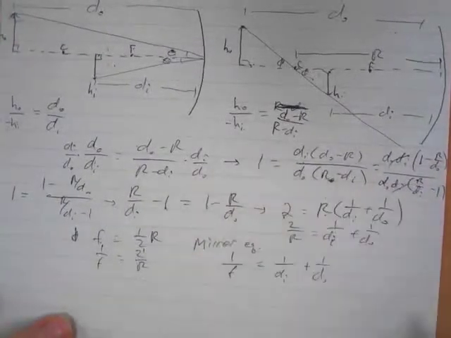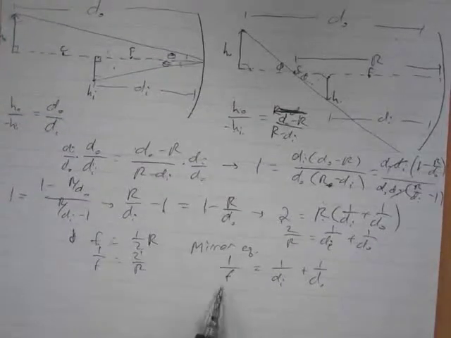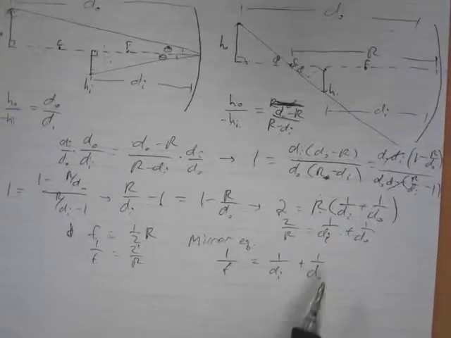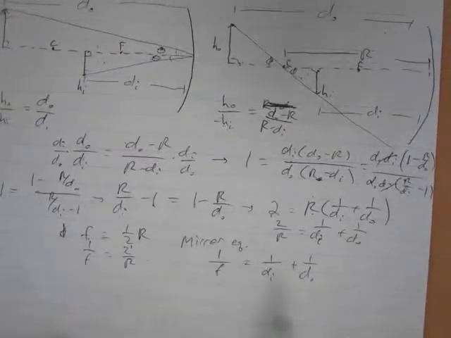And you don't need to know the derivation. I just did it, and your book did it, so you don't have to. But this is our mirror equation. So if you know the focal length and you know one of these two distances, you can find the other. If you know the two distances, you can find the focal length, and so forth. Knowing any two of these, you can find the other one.